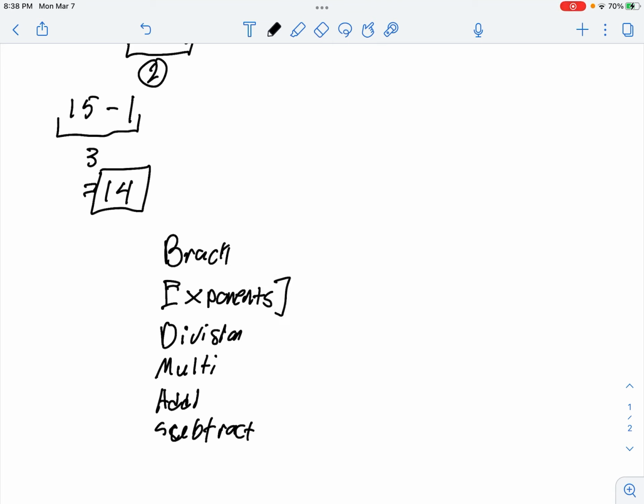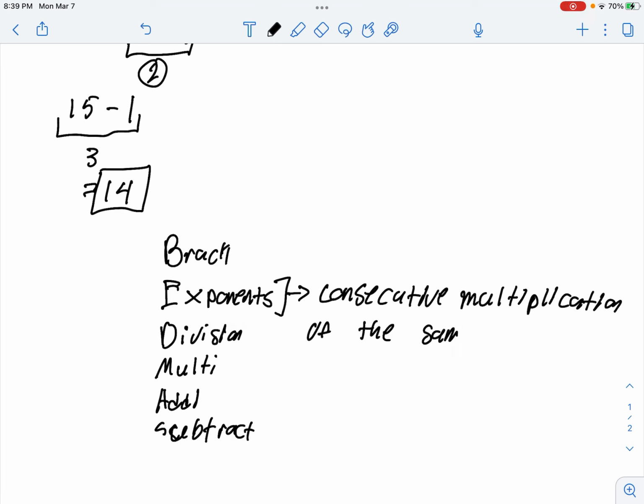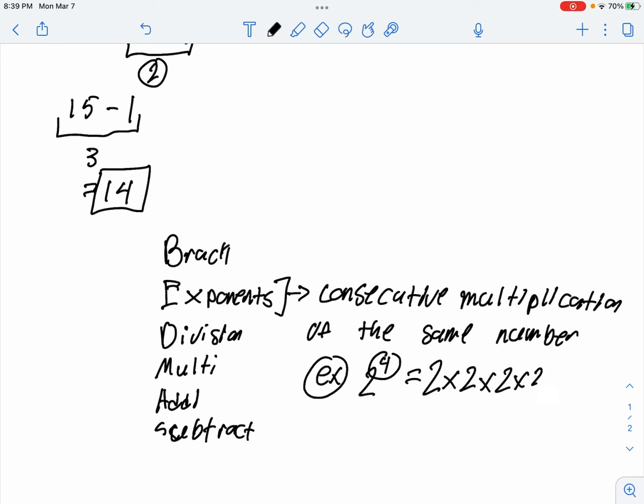And what exponents are is just consecutive multiplication of the same number. So for example, if I have 2 to the power of 4, this 4 tells me that I'm multiplying 2 at the same time 4 times. So I'm doing 2 times 2 times 2 times 2.